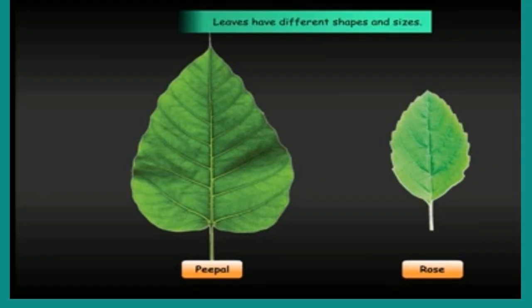Now we are going to see the structure of leaf. The leaf has different shapes and sizes. All the leaves are not of the same structure as well as size. A leaf is a green, flat expanded structure borne on the stem at the node.